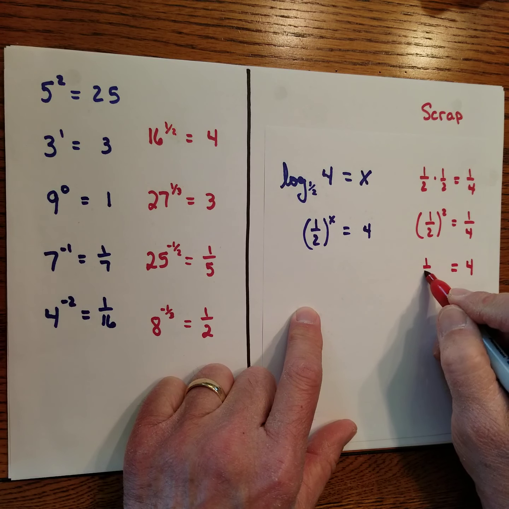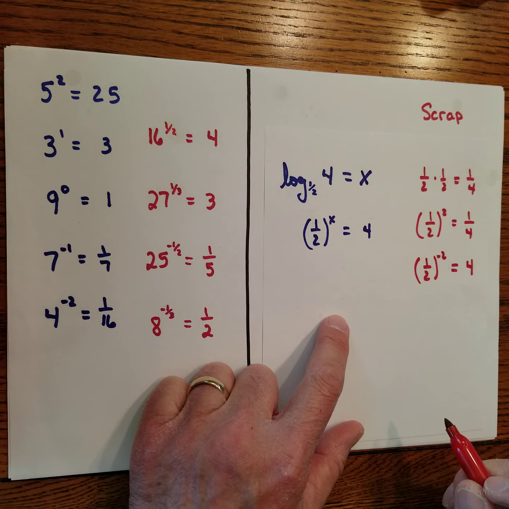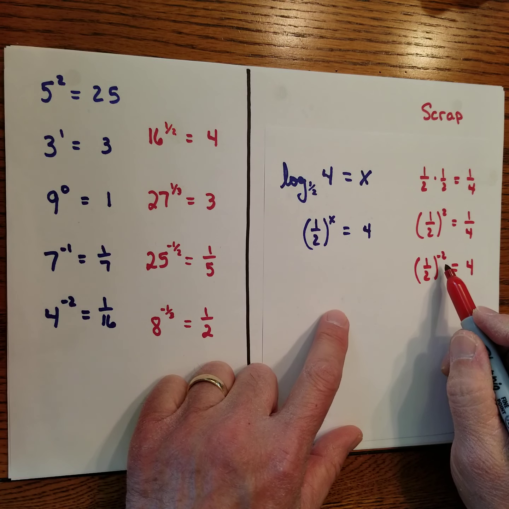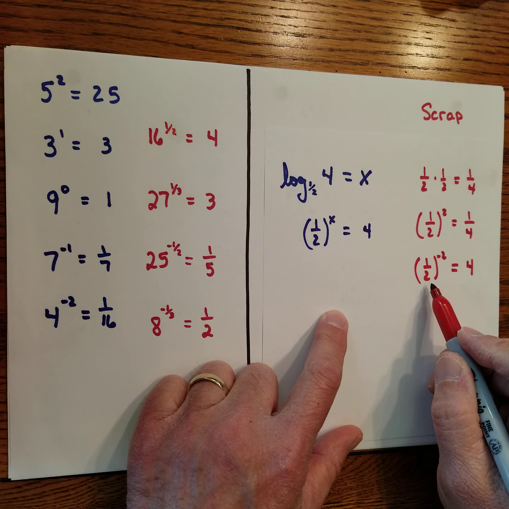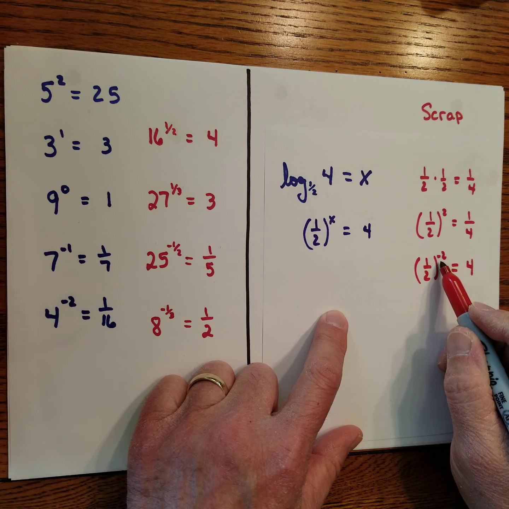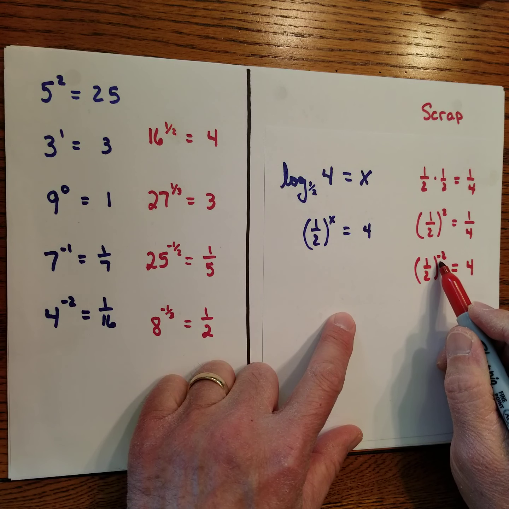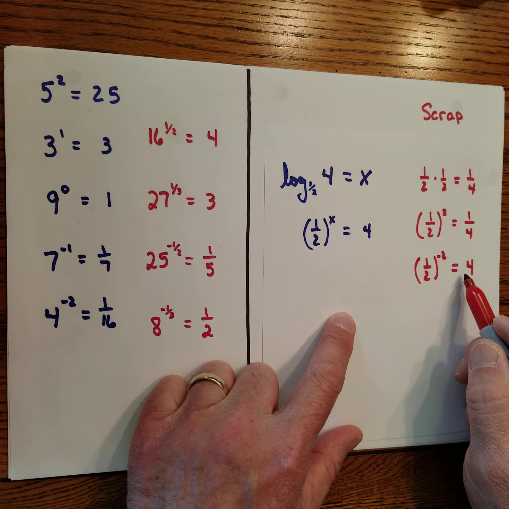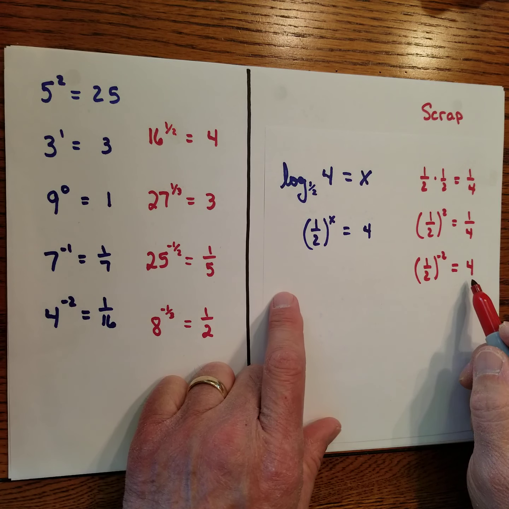How do I get a reciprocal? I get a reciprocal by using a negative exponent. 1/2 to the negative 2 power is equal to 4. Because if I take 1/2 and flip it, reciprocal, and square it, reciprocal is 2, and 2 squared is 4.